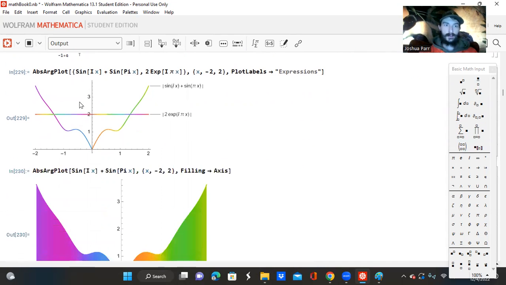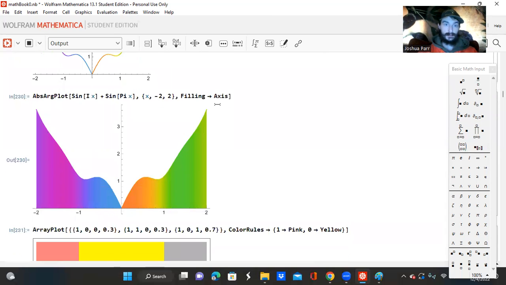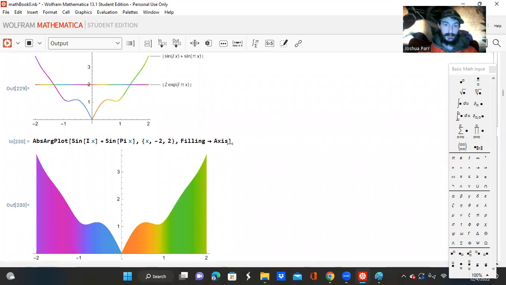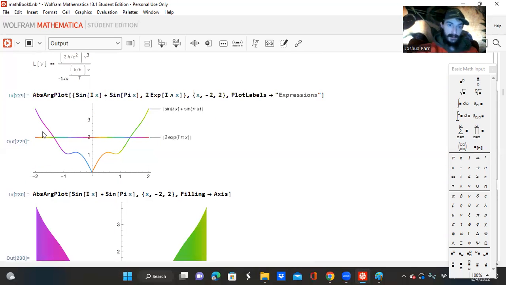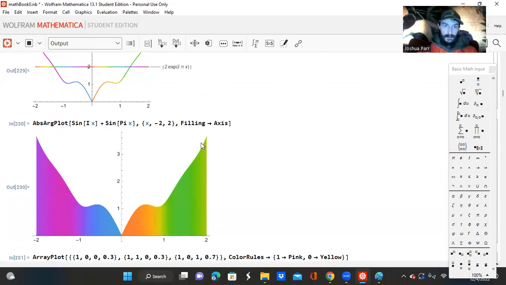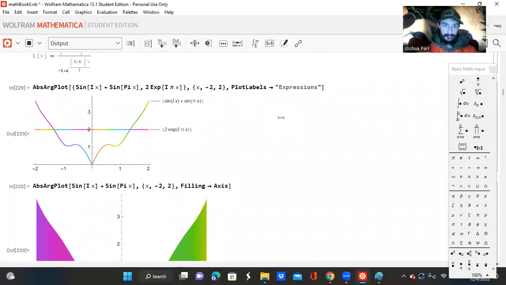This is an abs arg plot. So I asked for sine I of x, sine pi of x, and so on, and give me an abs arg plot. And here are the expressions. That's expression 1. That's expression 2. And they're plotted against each other. Here's another one. It's the fill of this same thing minus that line there. Same exact parameters.